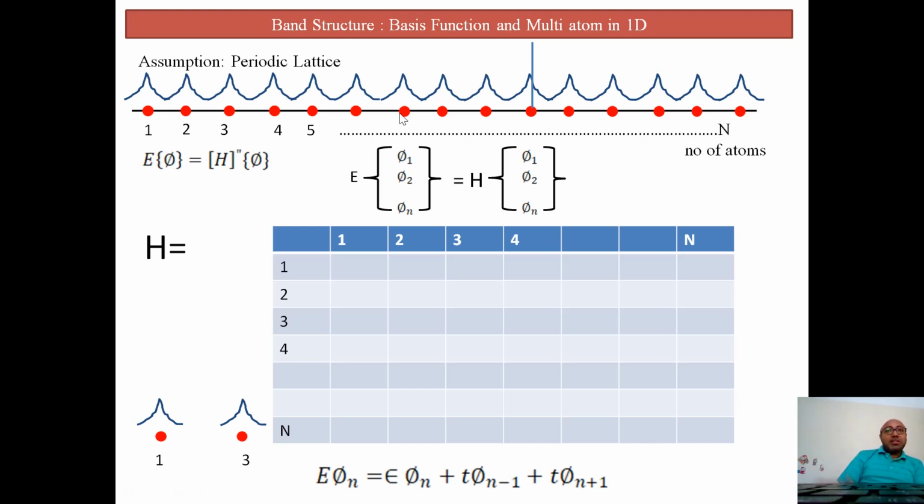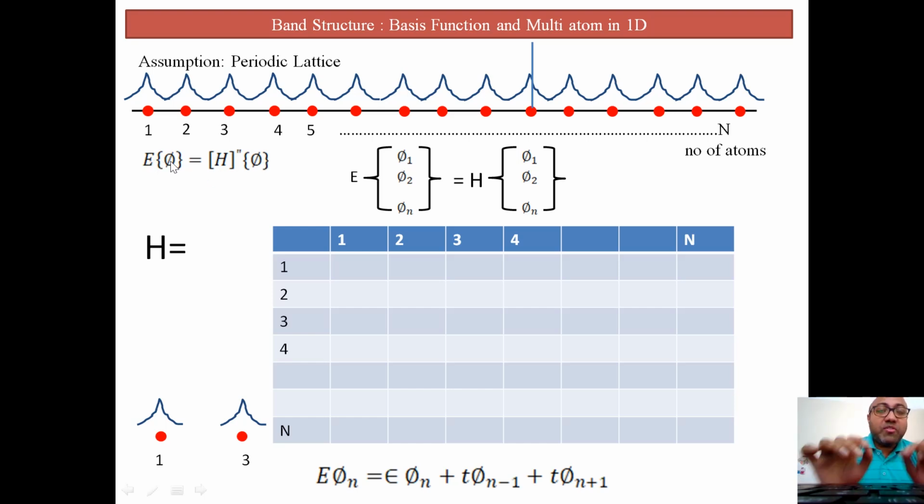Okay, and this is nothing but my basis function, and you have a one-dimensional atom chain with capital N number of atoms. Now we try to solve it. Solving this problem means we have to find out what my Hamiltonian or H matrix is. So this is my problem. The problem statement is the energy equation, E phi is equal to H phi.